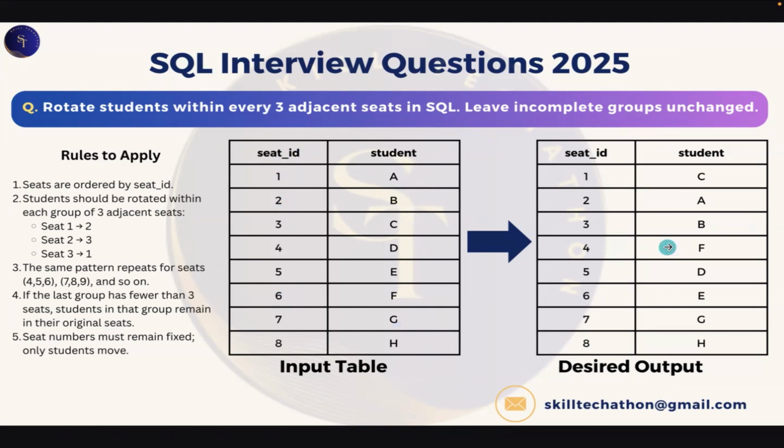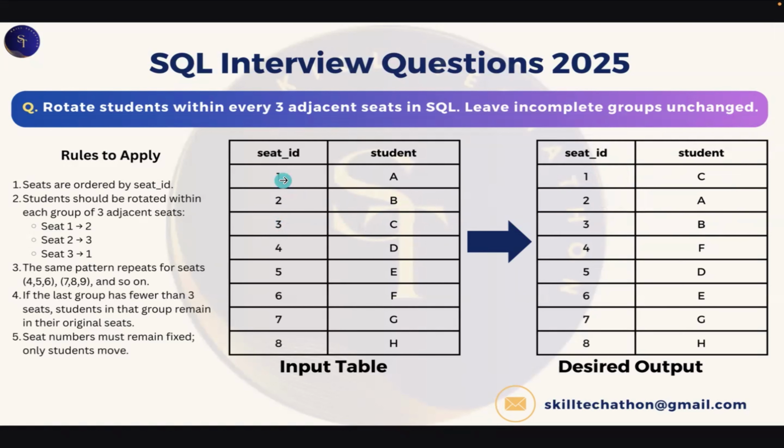And now we have been given an output table where we have seat IDs in a similar manner, 1 to 8, but the students are changed. In the input table at seat 1, the student was A, but in the output table at seat ID 1, the student is C. For seat 2, the student is B in the input, but in the output the student is A. And for seat ID 3 in input, the student is C, but in the output it is B.